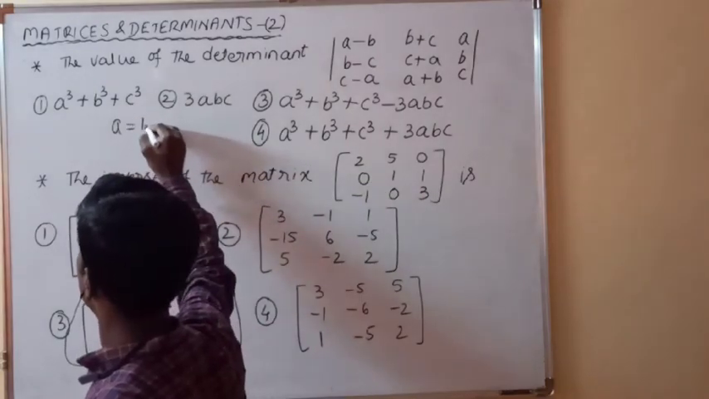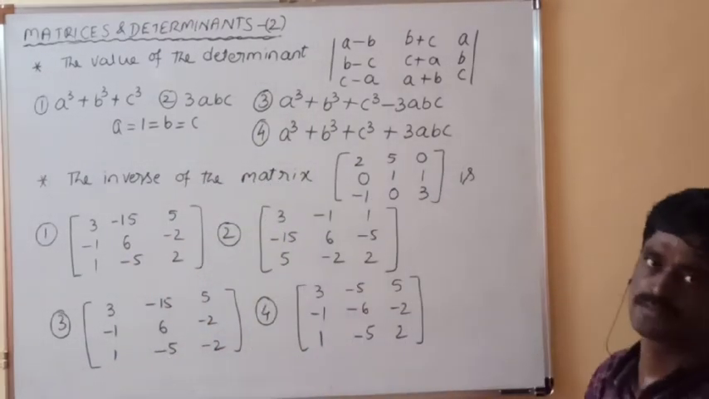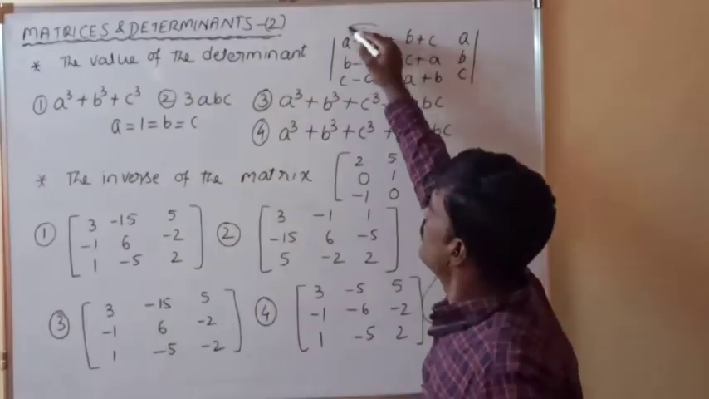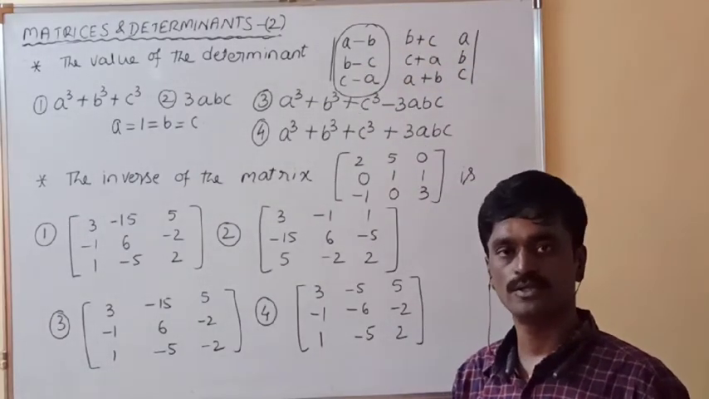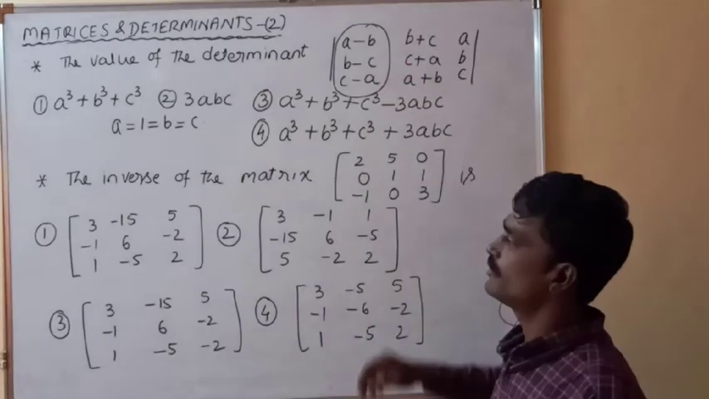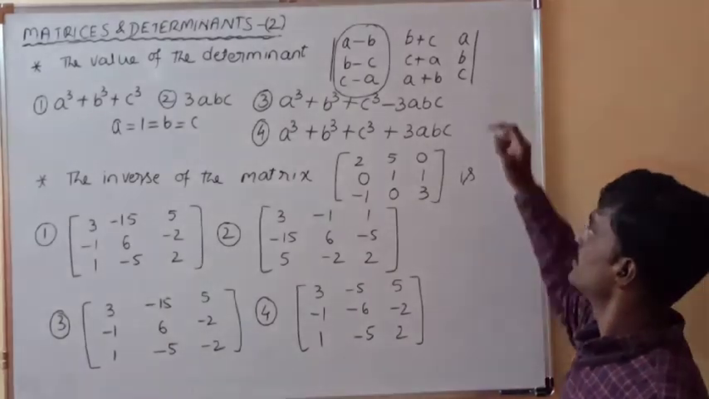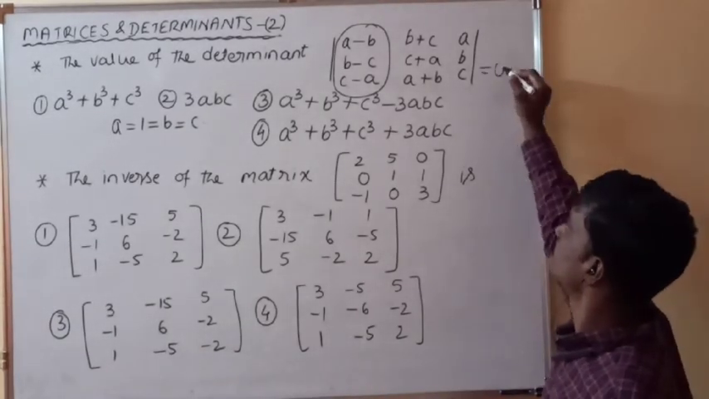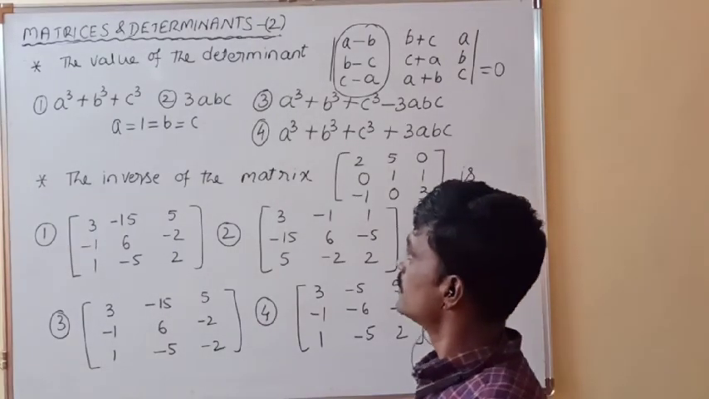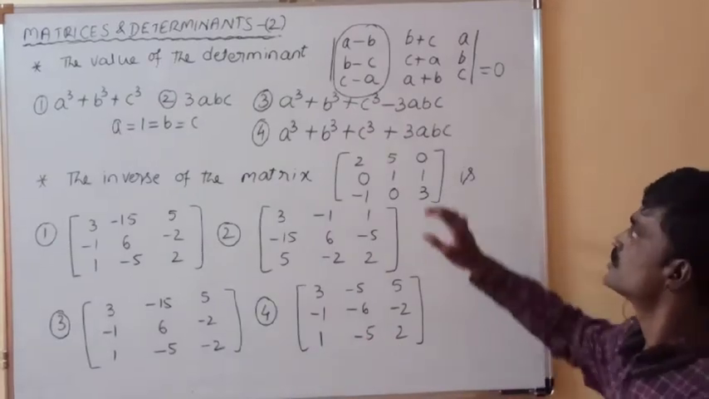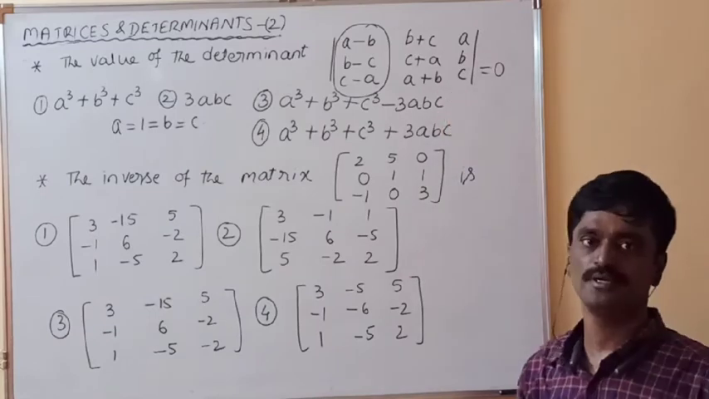Suppose a is equal to 1, b is equal to 1, c is equal to 1. If I take like this, first column elements become 0. As the first column elements are equal to 0, using the property of the determinant, the value of this determinant must be equal to 0. Not only that reason, there is one more reason. These two columns become identical after taking 2 common, then the value of the determinant is 0.